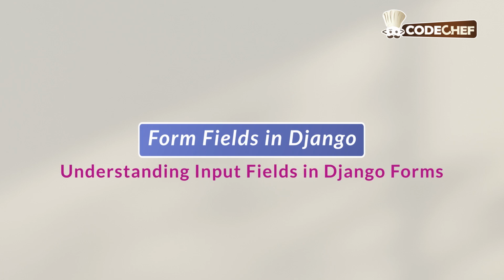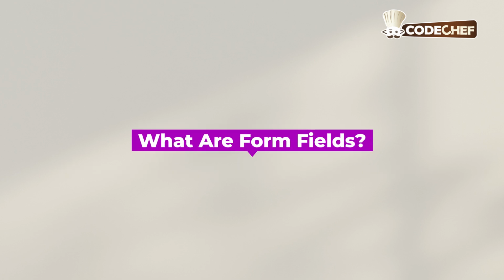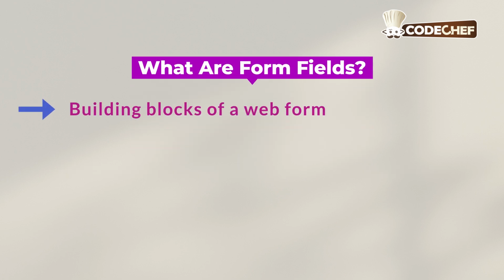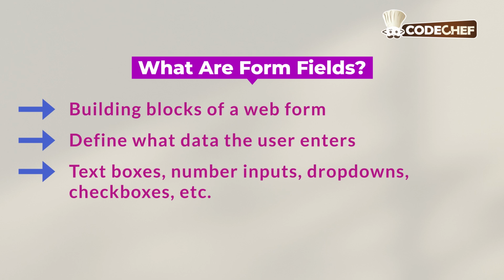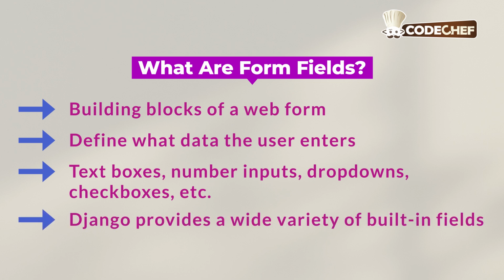So let us explore how to define form fields inside a Django form class, what the common field types are, the arguments you can use to customize them, and how they eventually appear to the user inside a web page. Now, what are form fields? A form field is simply a single piece of information that the user enters into the form. Their name, their email, a selected rating, a checkbox for terms and conditions, anything. Django makes this extremely convenient by giving us built-in field types that generate the right HTML inputs automatically.